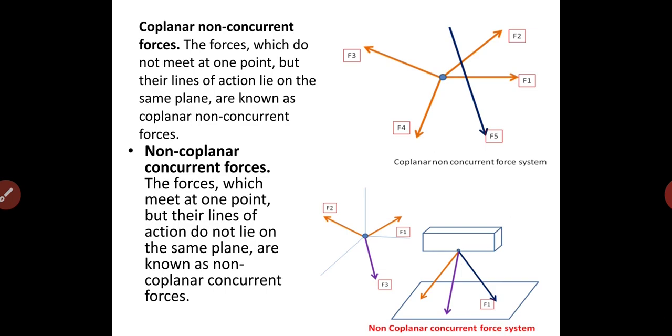Coplanar non-concurrent force system. If any one of the forces does not pass through the same point, then we will call it a coplanar non-concurrent force system. Referring to the figure, the force F5 does not meet at the common point of the other four forces, so this system falls in the category of coplanar non-concurrent force system.